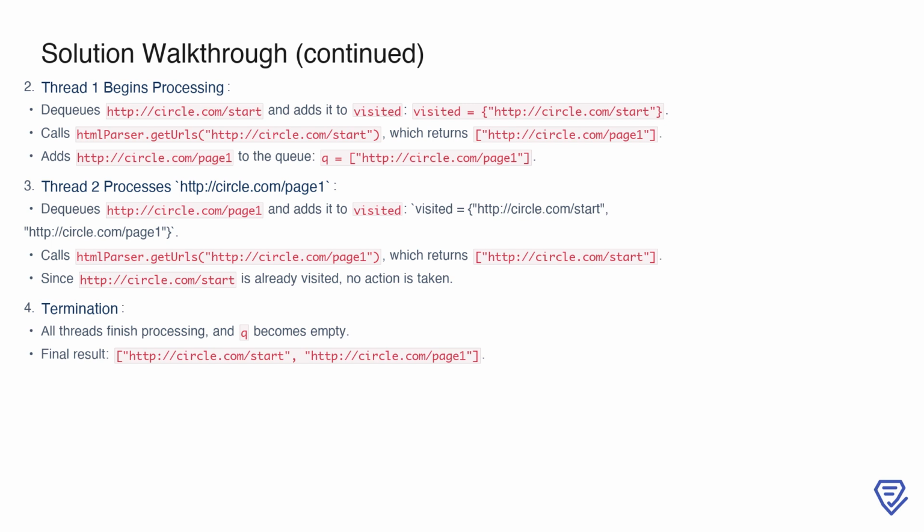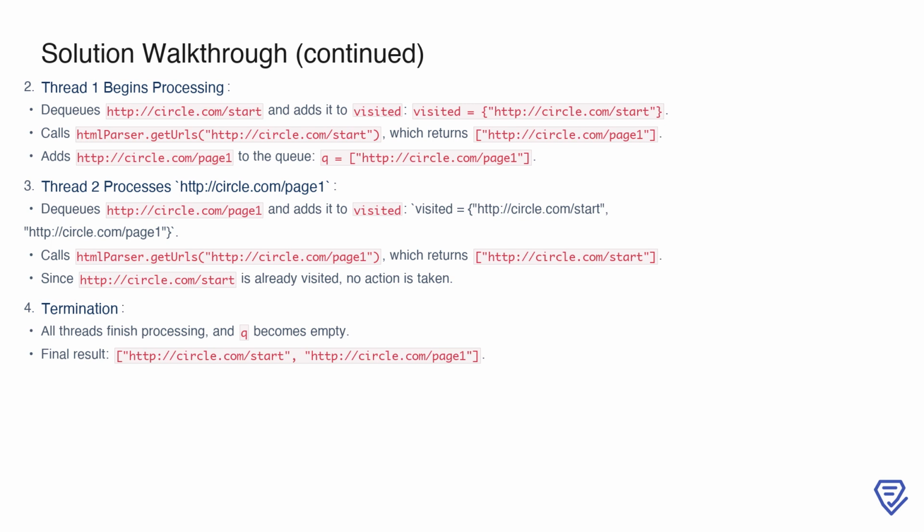Finally, let's look at an example with circular links. Here, the starting URL is http://circle.com/start, and the hostname extracted is circle.com. After initializing the visited set and the queue, we add the starting URL to the queue. The first thread processes http://circle.com/start, marks it as visited, and retrieves its outgoing link, which is http://circle.com/page1. This link is added to the queue.